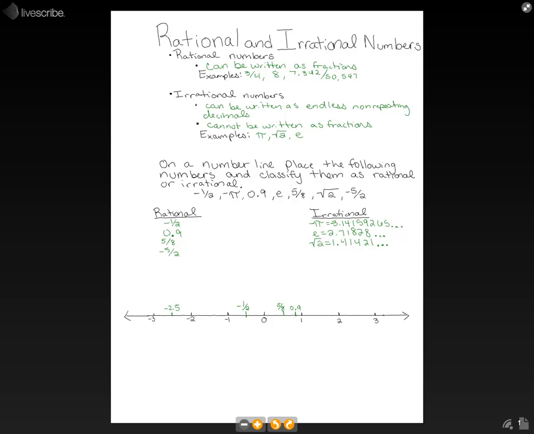Now looking at our irrational numbers, we said -pi is about -3.14, so we'll put that here. E is 2.71. And the square root of 2 is 1.41. So you can see that although these numbers are very different, we have a mixture of rational and irrational numbers, they can all still be put on the same number line.